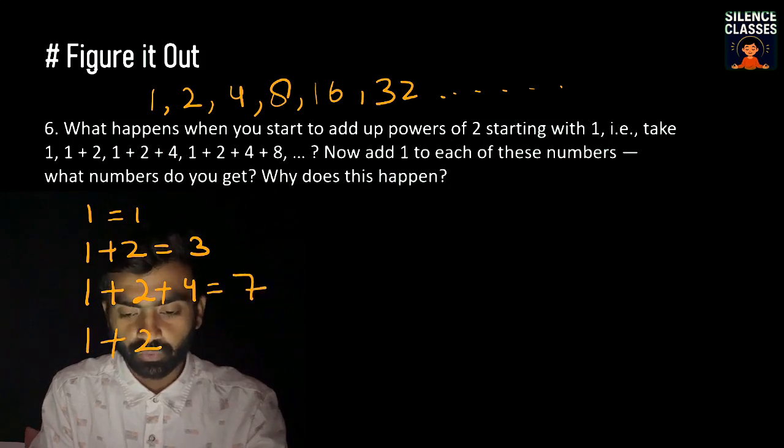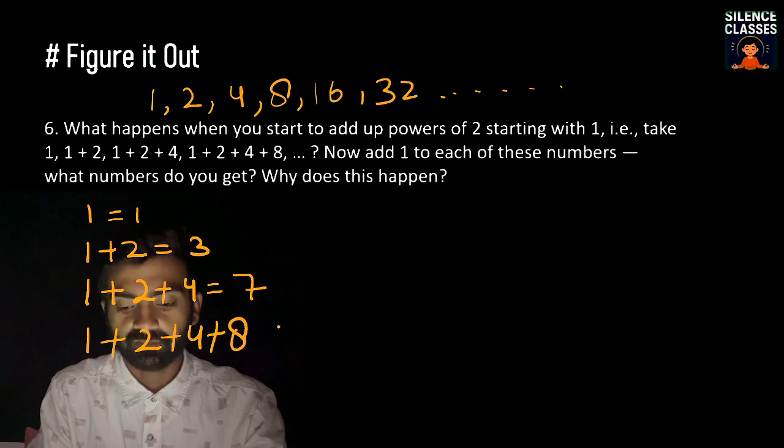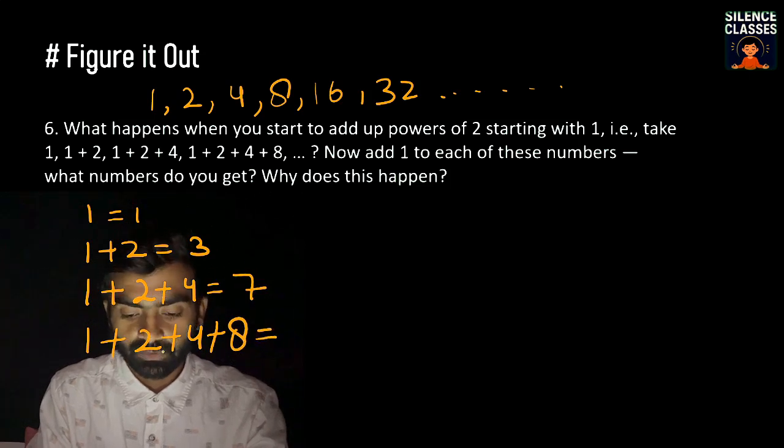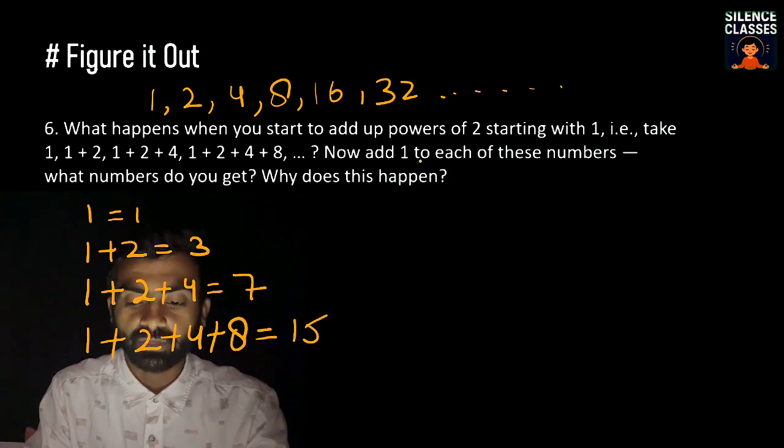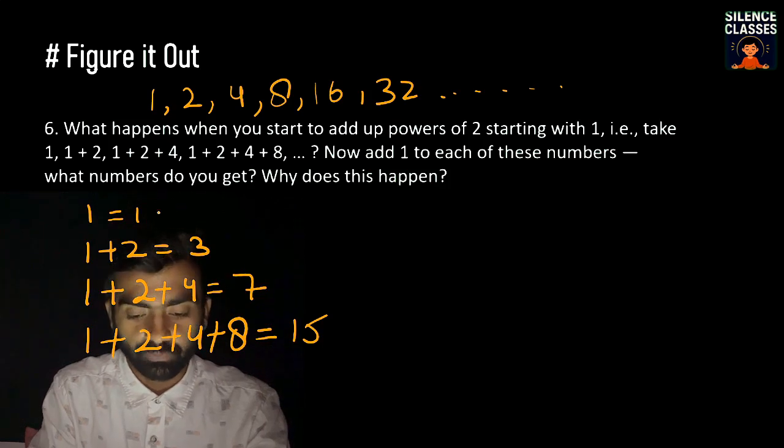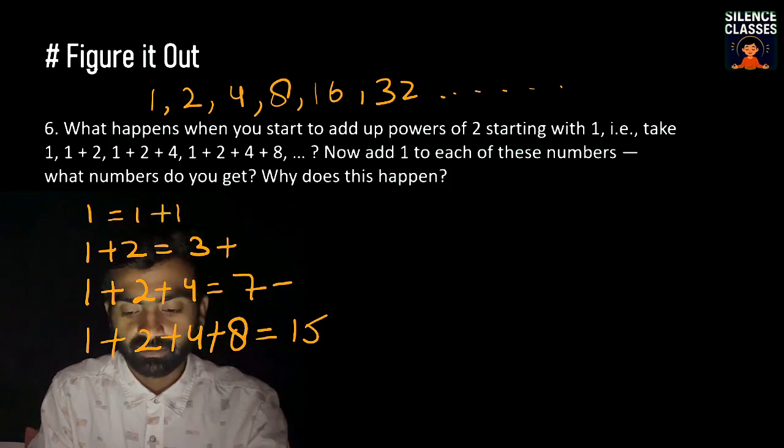1 plus 2 plus 4 plus 8 is equal to, what will we get? 8 plus 10, 14, 15. Okay, like this it will move on. Once we have added, now add 1 to each of these numbers. We have to add 1 plus 1 plus 1 plus 1 plus 1. So let's check what we will get.